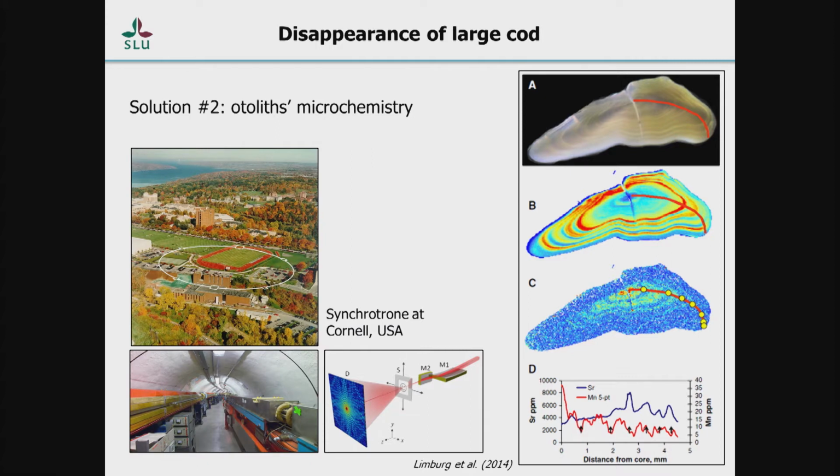So if tagging gives us a very short-term solution, to tell us if the fish is growing or not, these methods will actually solve the problem of aging, so put an age to the fish based on the otolith. So there are different goals. One is just short-term, and the other is a long-term goal.